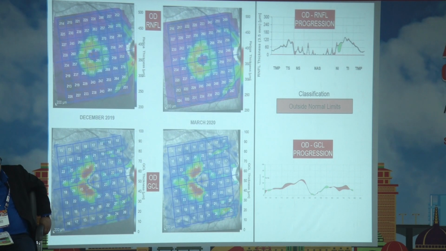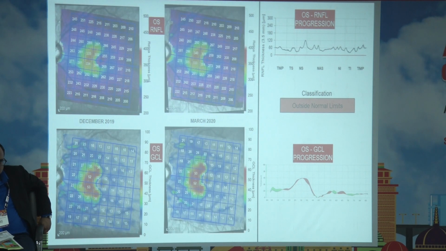So you can see here the RNFL as well as the ganglion cell layer, when the progression analysis was plotted, there seems to be, between December 2019 and March 2020, a span of 4 months, a slight loss of RNFL and ganglion cell layer even in the seeing area corresponding to that particular structure, both in the OD as well as in the OS. So that was one particular catch in this patient.